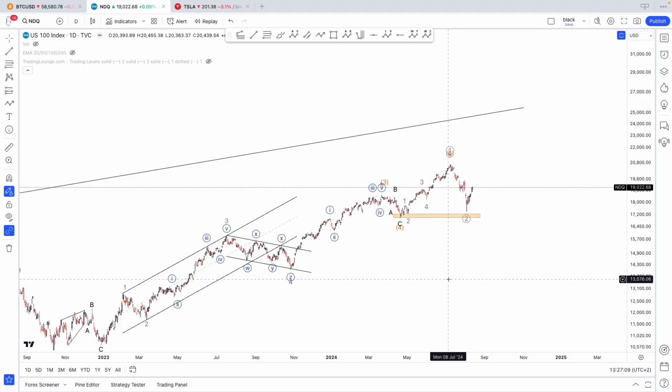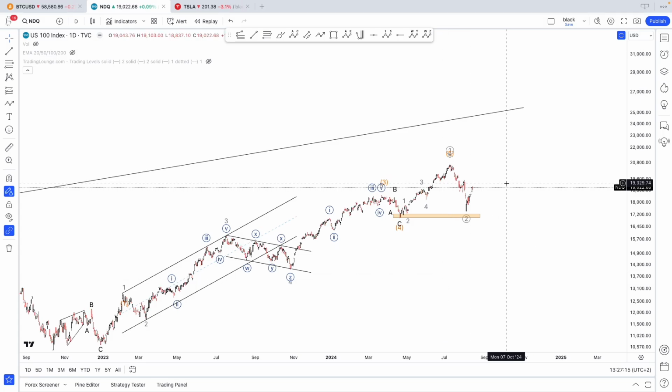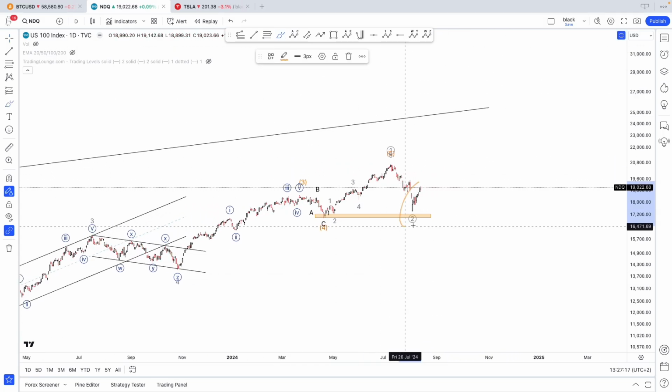Hello people, this is Bear from Wave, and today we're going to take a look at the NASDAQ, and together we'll try to work out a count for the intraday. So basically, what is happening right here?